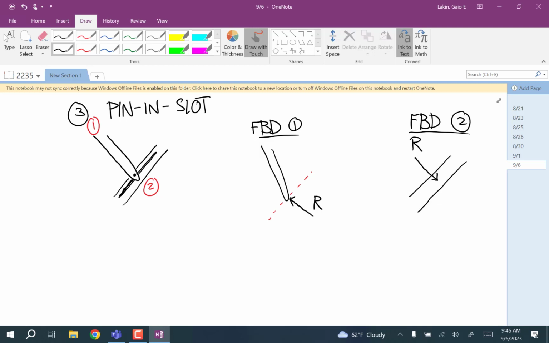Okay, so notice whether you choose R this way or the opposite direction is arbitrary, and so you can get positive or negative values.